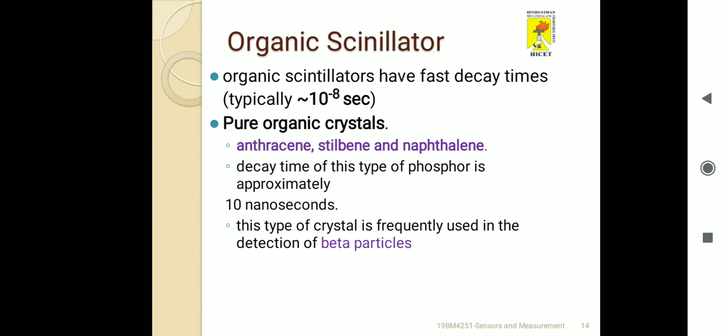The next type is the organic scintillator. Organic scintillators have fast decay times, approximately 10 to the power minus 8 seconds. Pure organic crystals like anthracene, stilbene and naphthalene are used as organic scintillators. Their decay time is approximately 10 nanoseconds, and they are better suited for the detection of beta particles.